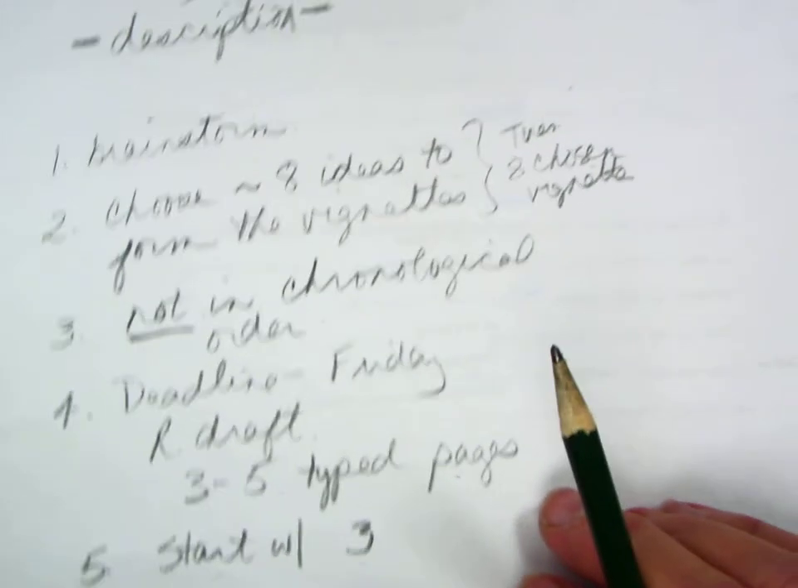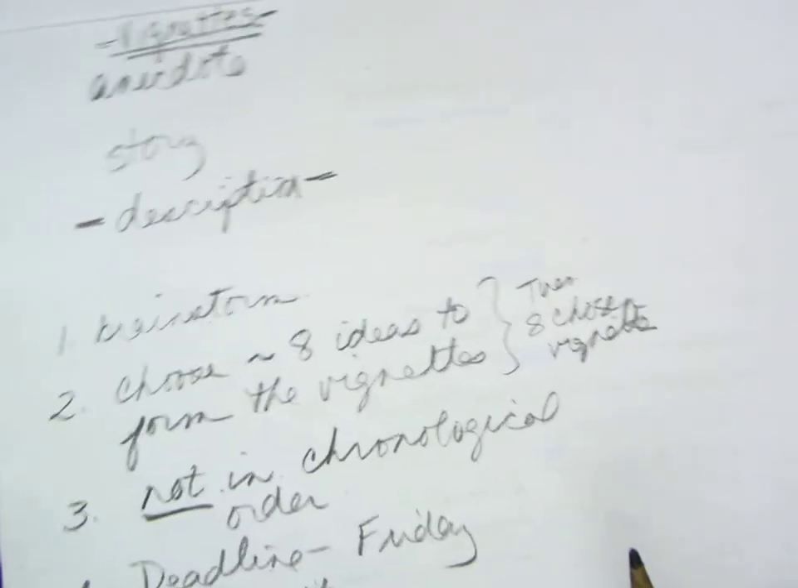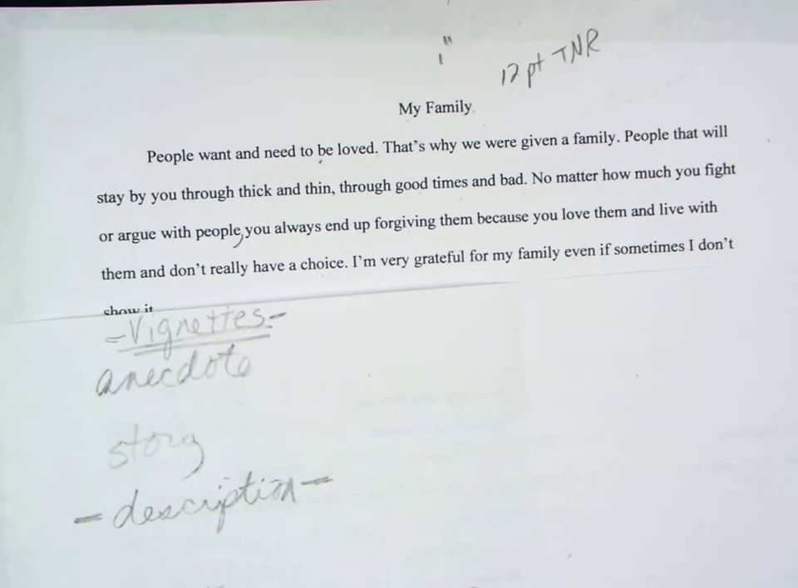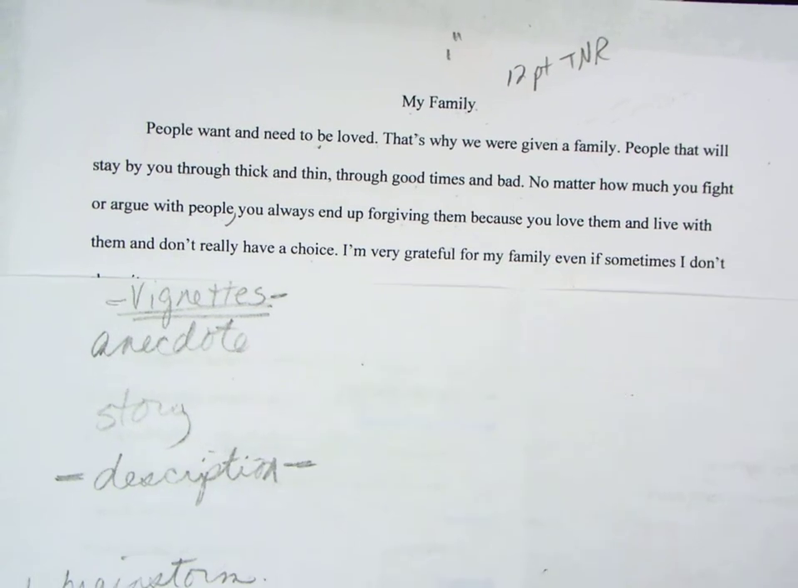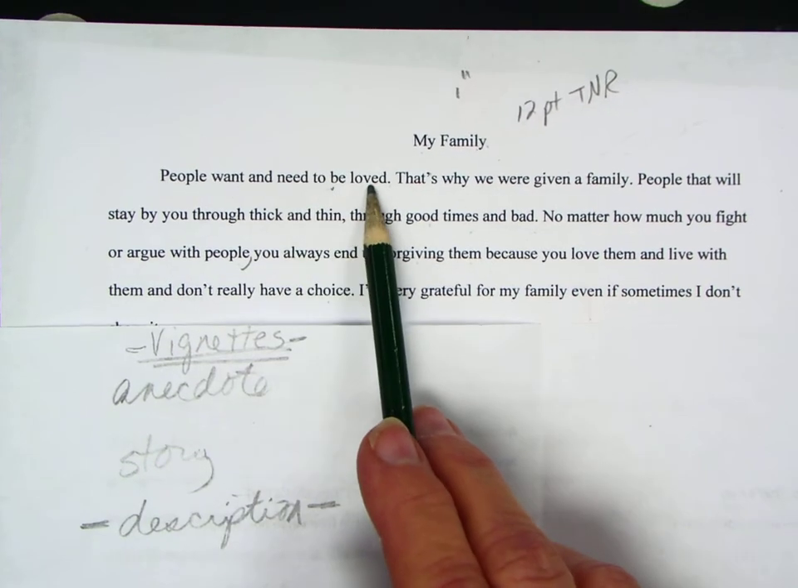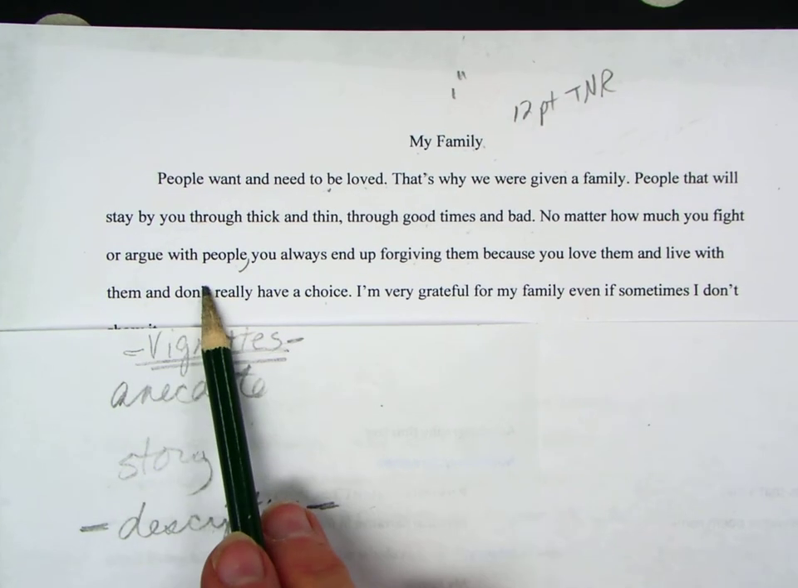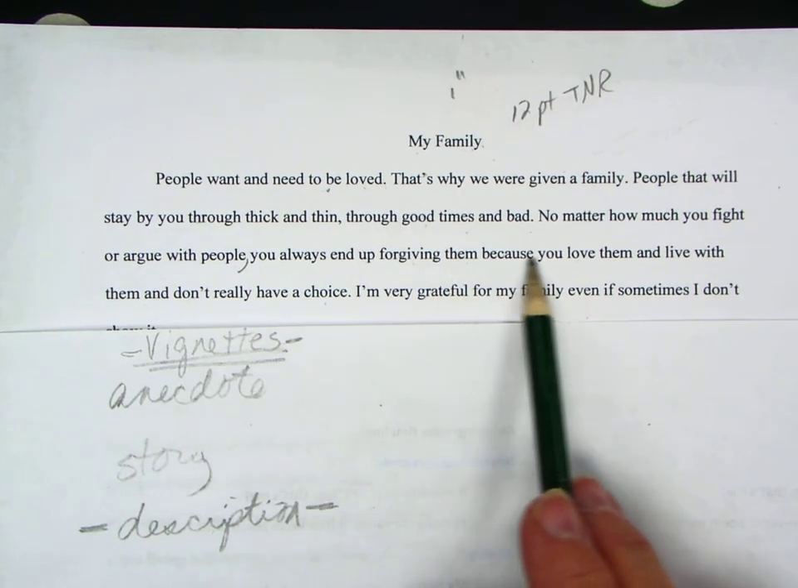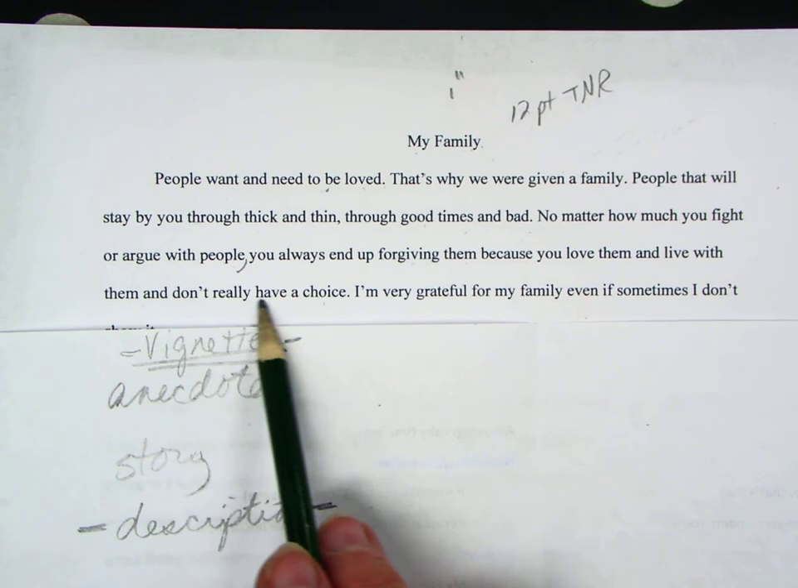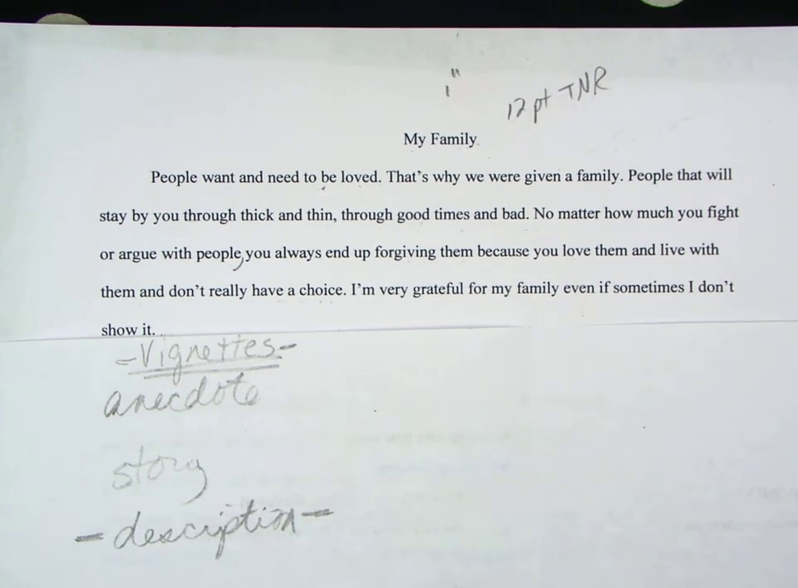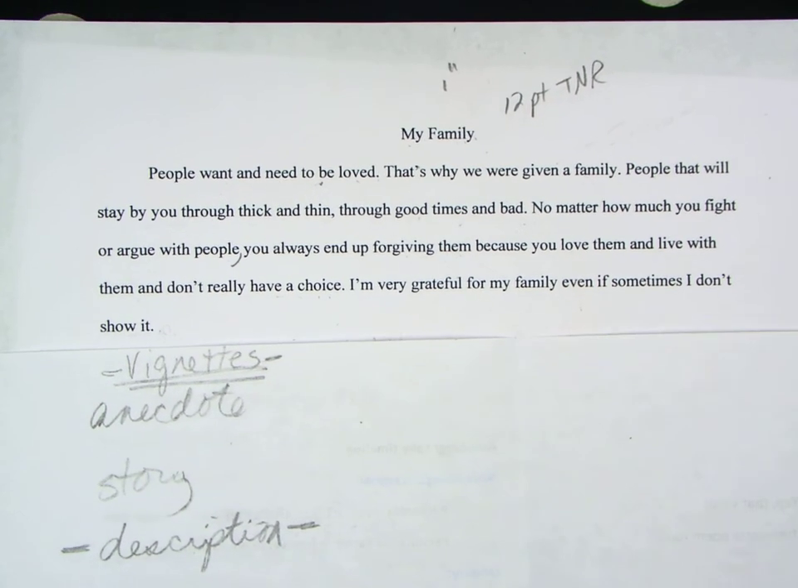Let me give you an example of some intros that are effective for you to look at. Nice little attention grabber. People want and need to be loved. That's why we were given a family. This is a nice little intro. You end up forgiving them because you love them and live with them and don't really have a choice. I'm grateful. I'm very grateful for my family, even if sometimes I don't show it. That's how this one started.